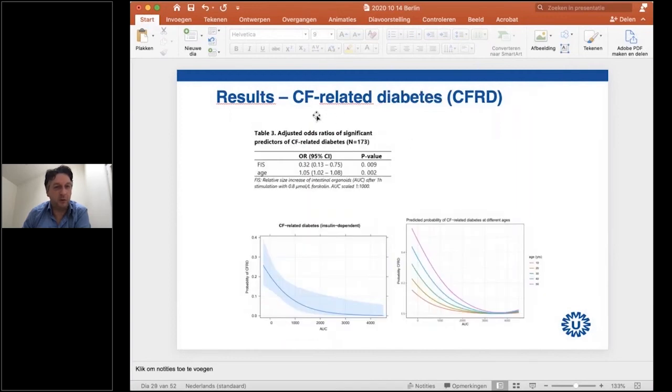And the same also holds true for CF-related diabetes. And within this phenotype, there's also a component of age. But you see for the various different age groups that, especially if you are older, you get a high probability of developing CF-related diabetes if you have hardly any FIS. If you have these higher amounts of residual function or organoid measurements, there's hardly any chance of developing CF-related diabetes.